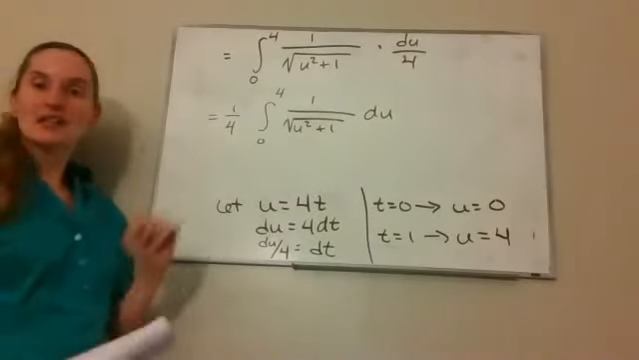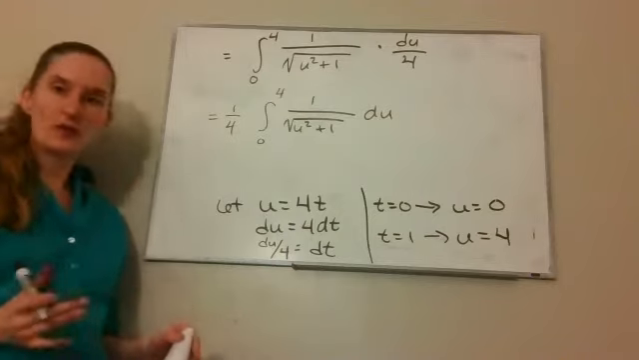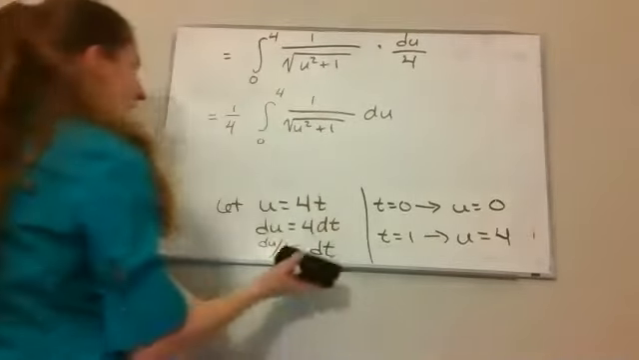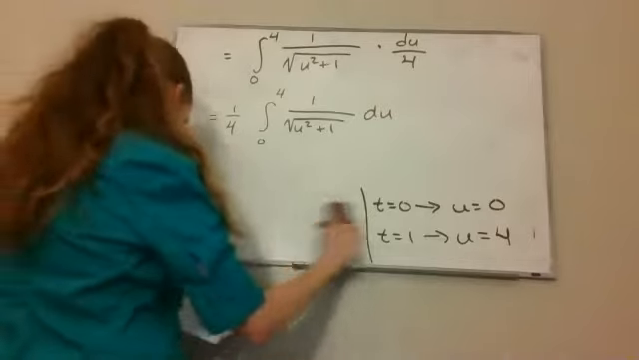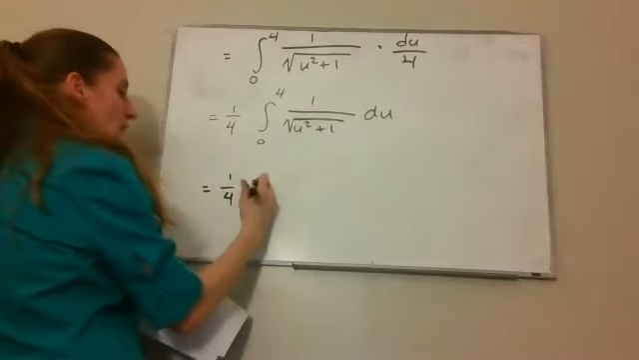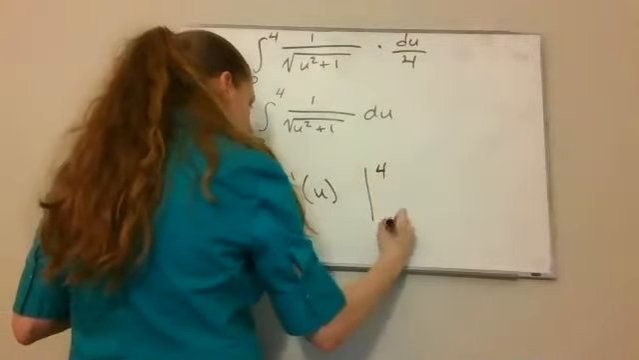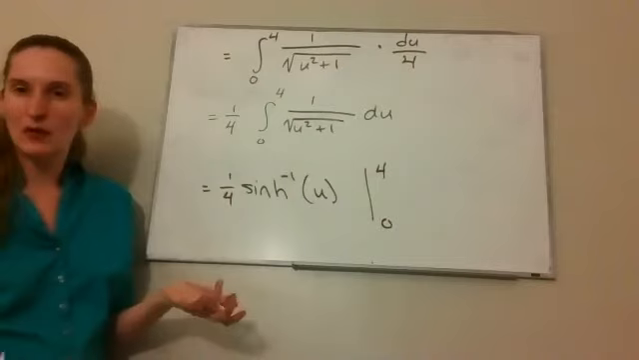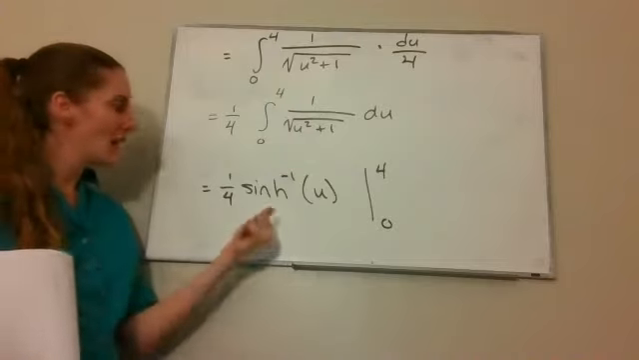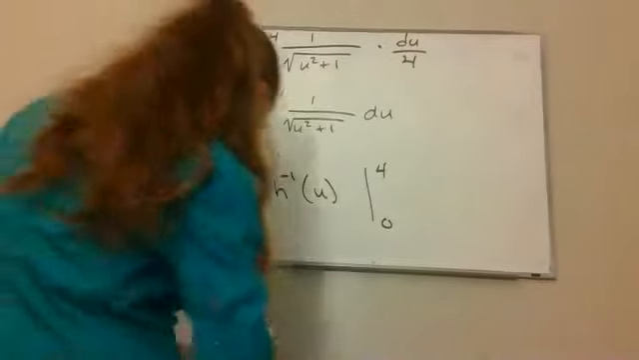And now we can find the antiderivative of that 1 over the square root of u squared plus 1, using that whole list of formulas we had for the derivatives of our inverse hyperbolic functions. We'll see that the antiderivative of this would be a hyperbolic sine inverse. So I have my 1/4 hyperbolic sine inverse of u, and my u is from 0 to 4. But just like one of the earlier problems we did, we know more about hyperbolic sine inverse than this. I can rewrite this as a natural log using my definition of the hyperbolic sine inverse.